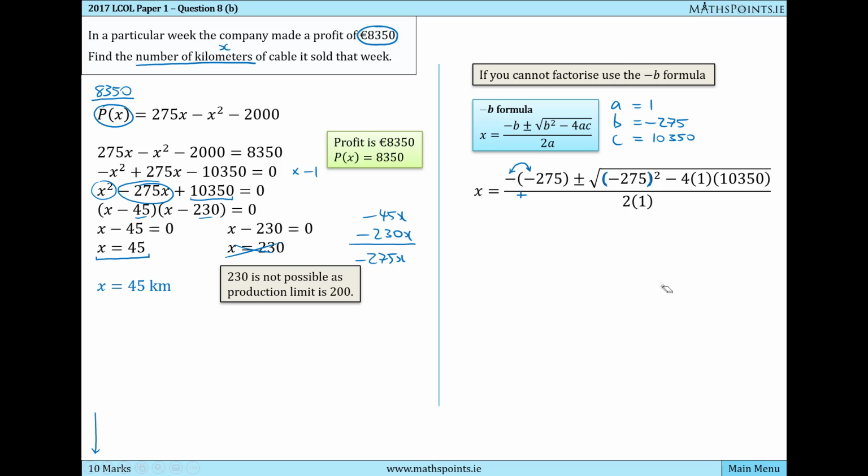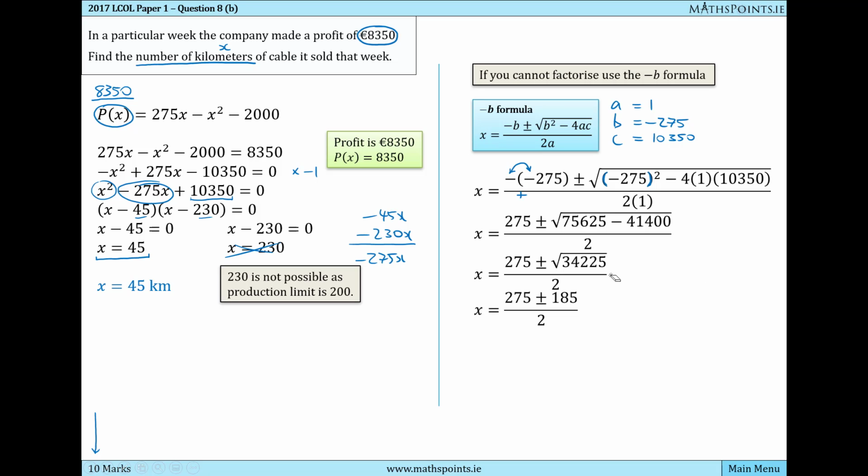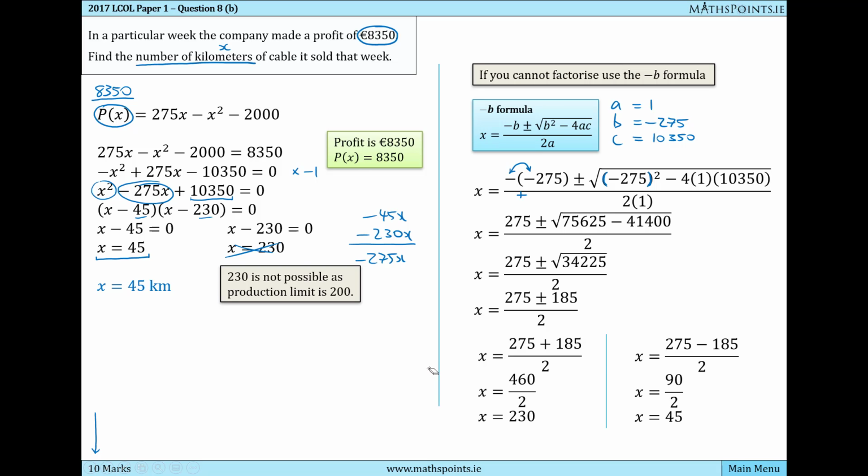So I'm going to multiply this out and tidy it up. So I take a couple of lines just to simplify it. And I get 275 plus or minus 185 over 2. So there's two answers contained within this. The way we find the two of them is we split them up into the 275 plus 185 over 2 and the 275 minus 185 over 2. And then calculating these on our calculator, we get x is 230 and x is equal to 45.